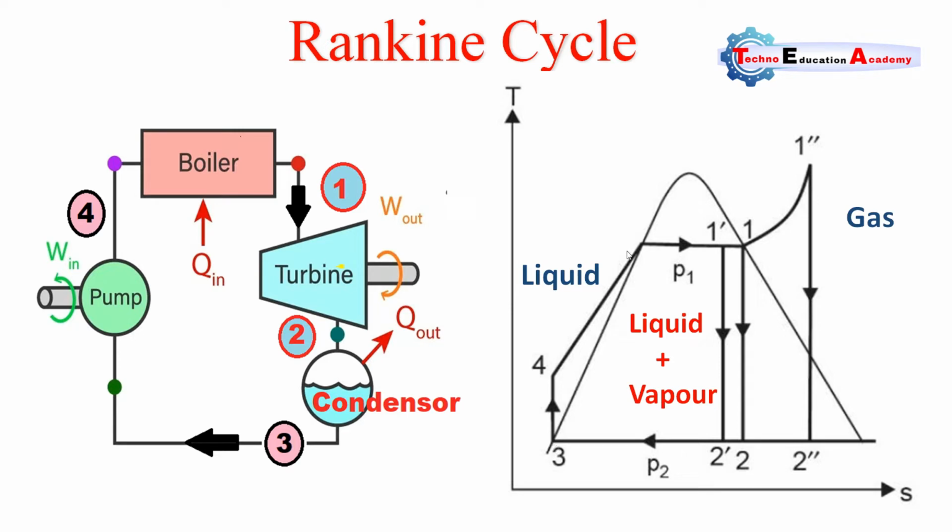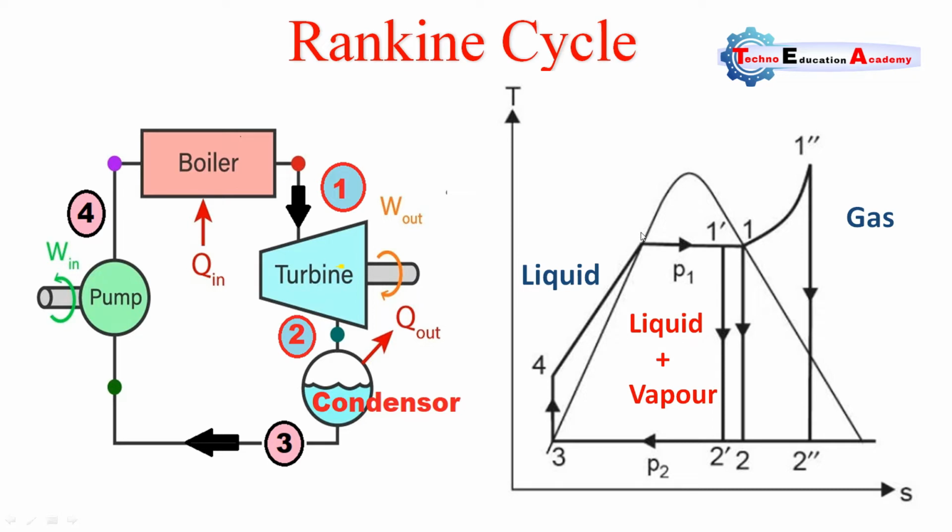Here you can see that this is a dome. On the left hand side of the dome, the liquid portion is there, and in the middle portion of the dome the liquid plus vapor is present, and on the right hand side of the dome the gas region is there. So in a boiler, point 4 is represented here because it is in liquid form. It is the entry of the boiler, where we enter the feed water through the feed pump. And in a boiler, the heat is supplied at constant pressure.